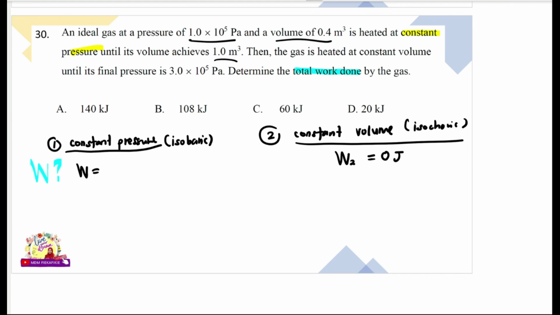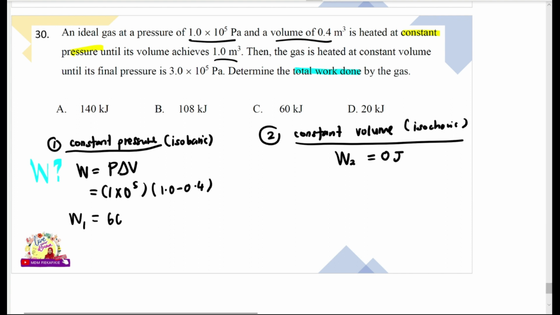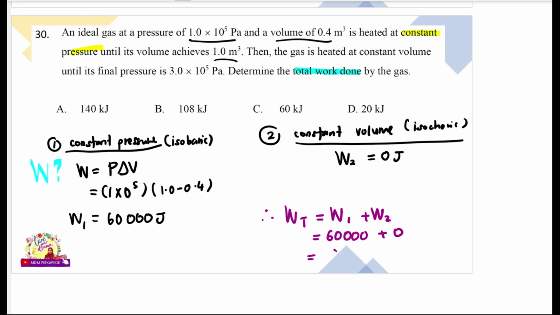Okay, so kita kena kira kat sini sajalah kan. W is equal to P delta V. So P dia dah bagi 1 exponent 5. V dia tadi 1.0 minus 0.4. So W yang pertama, ini W yang kedua. So this one is 60,000 joule. Okay. And therefore, the total work done is equal to W1 plus W2. So W1 is 60,000 tambah kosong. Dapatlah 60 kilojoule. Okay. So jawapan dia adalah C.